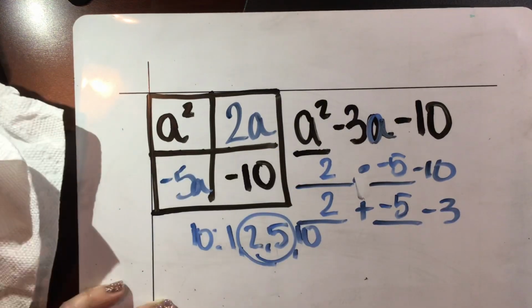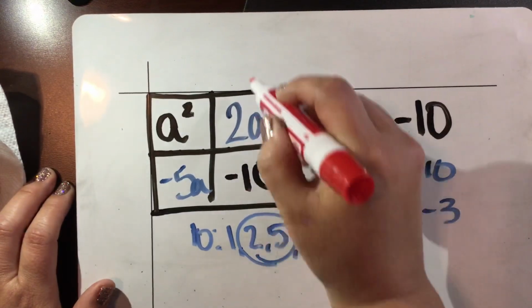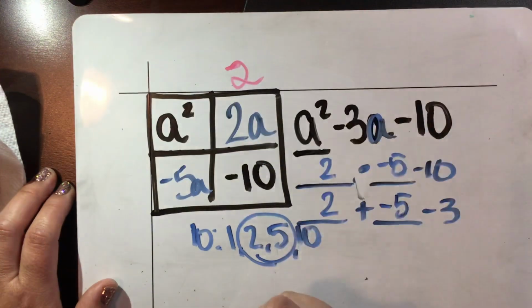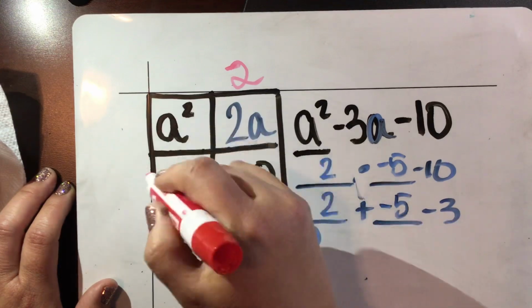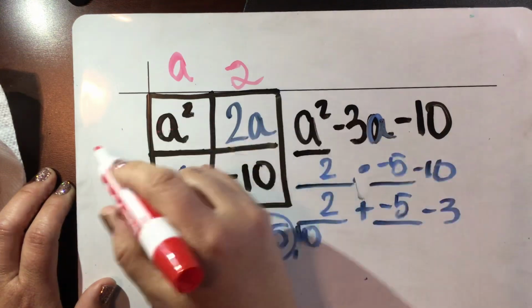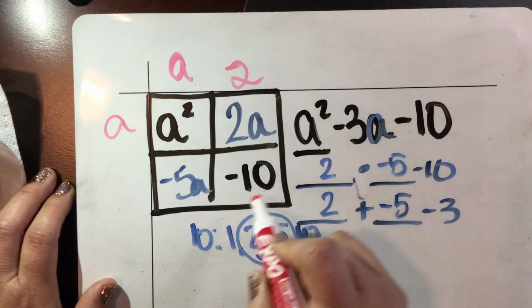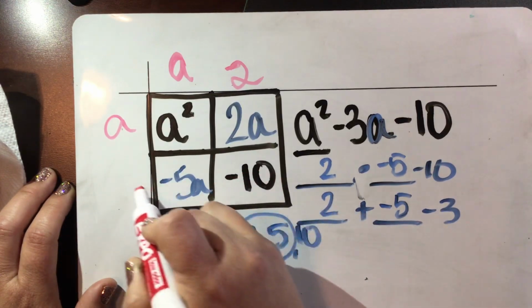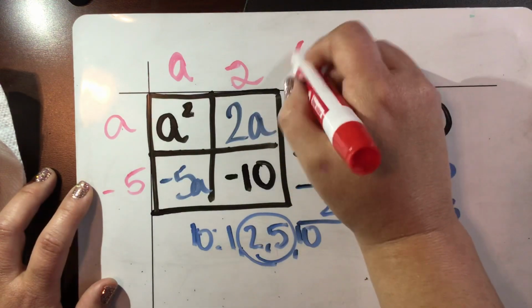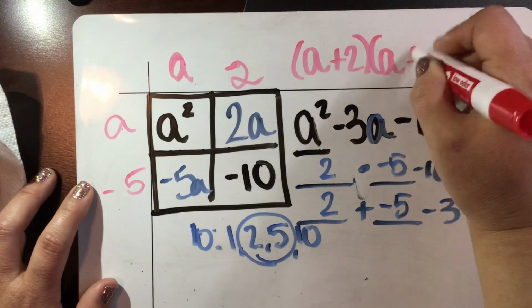Now, once again, we're going to ask ourselves, what happens when I look for a greatest common factor? Between 2a and negative 10, that greatest common factor is 2. Between a squared and negative 5a, I think it's pretty quick to see that it is a. Looking horizontally, a squared and 2a, the greatest common factor is a. And between negative 5a and negative 10, our greatest common factor is negative 5. So I can rewrite this as a plus 2 times a minus 5.